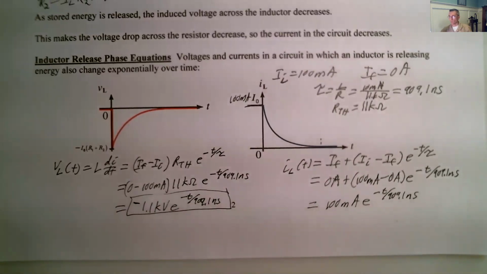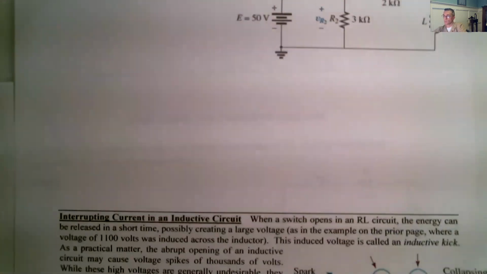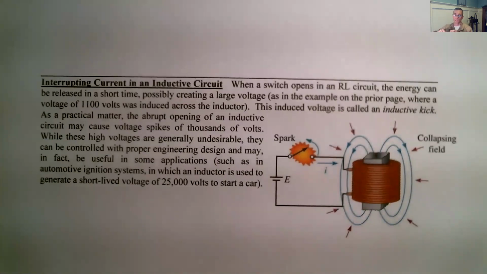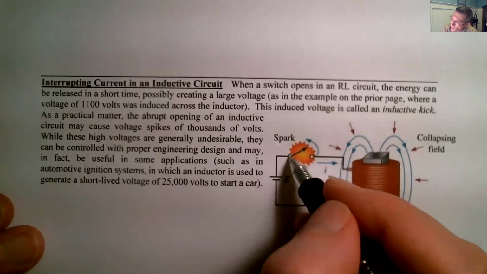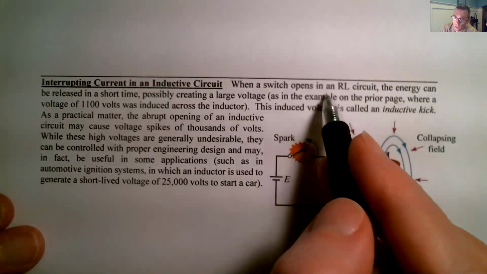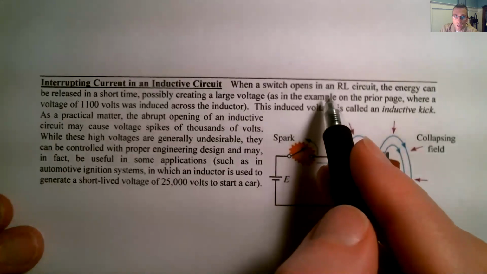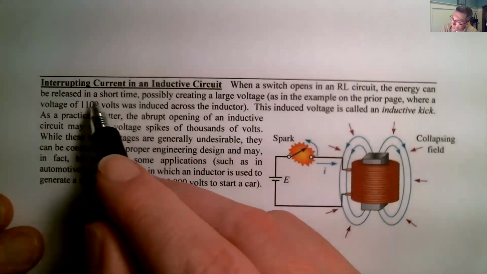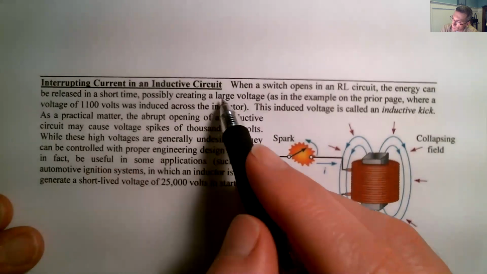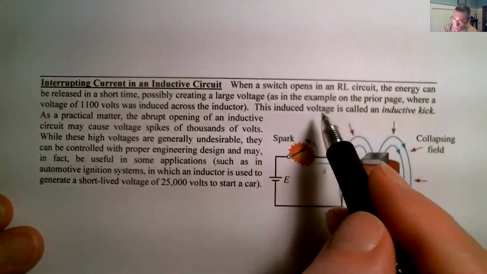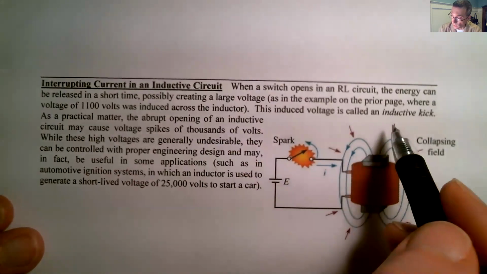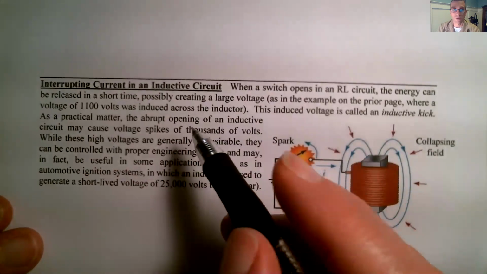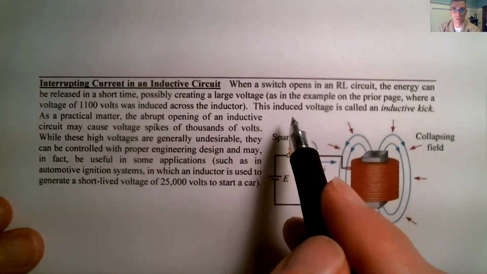Now, we're going to talk a little bit about interrupting current. If you have a switch, you've got a voltage, and then you close the switch, and the switch goes to an RL circuit. So you store up the energy. The energy can be released in a short time, but creates a large voltage. That was where we got 1100 volts or 1.1 kV from a 100 volt source, and produced across the inductor.